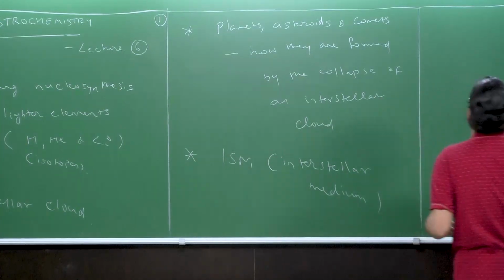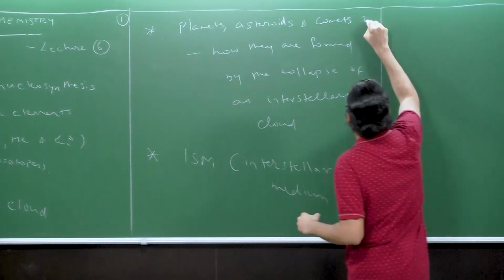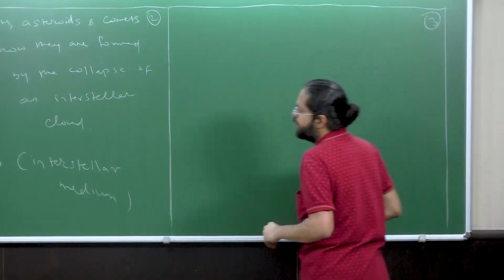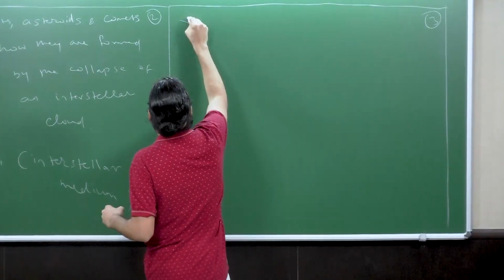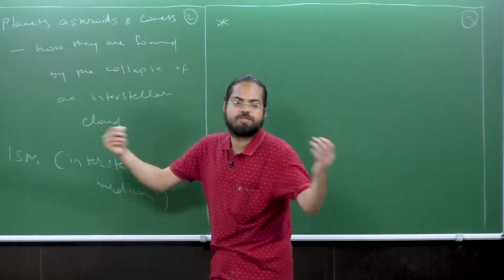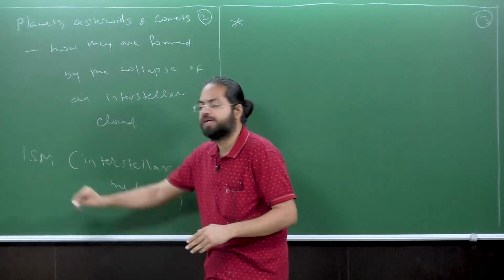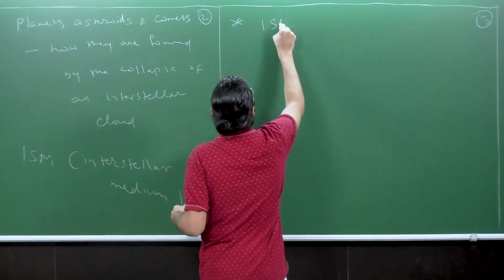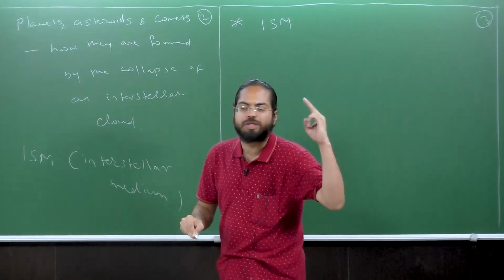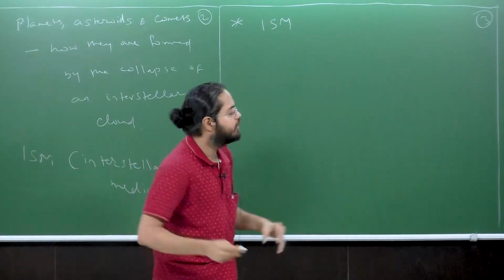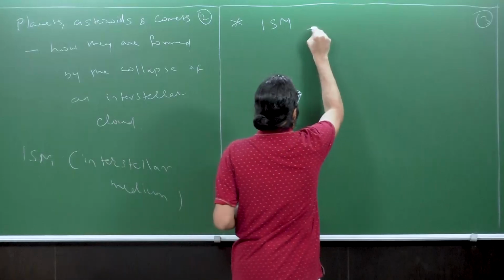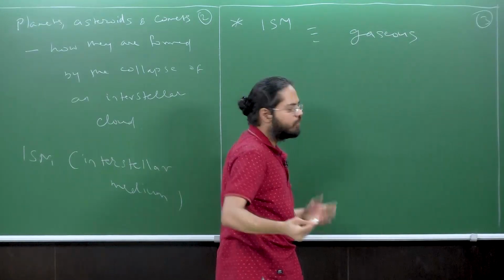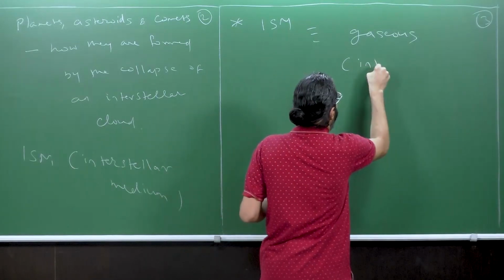Now, continuing further, so this is page 2. So, continuing further, let us now look into various aspects of the interstellar medium. So the interstellar medium has two major components, one of which is gaseous in nature. We call that the interstellar gas.